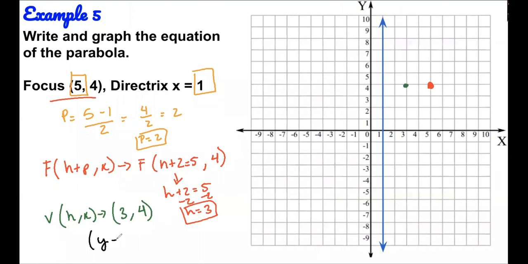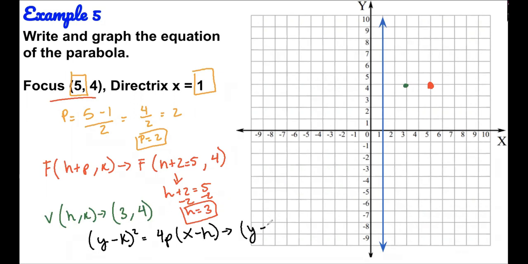We have y minus k squared equals 4p times x minus h. Wait, not squared. Sorry. Okay, x minus h. Oh, goodness gracious. Let's go ahead and continue. Substitute our values.